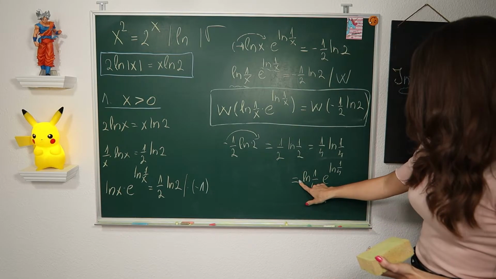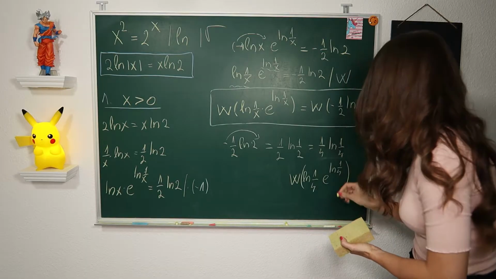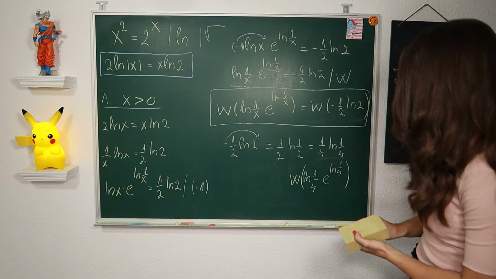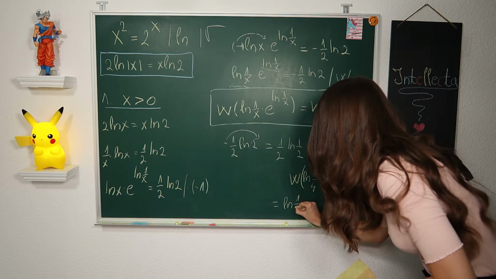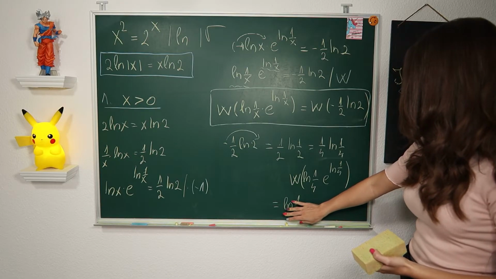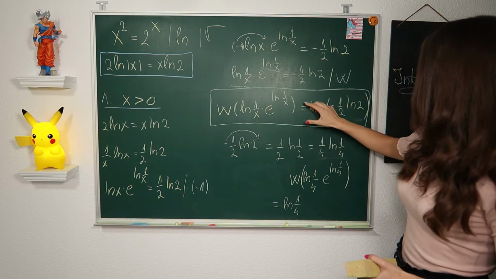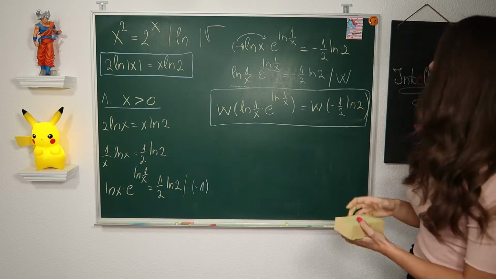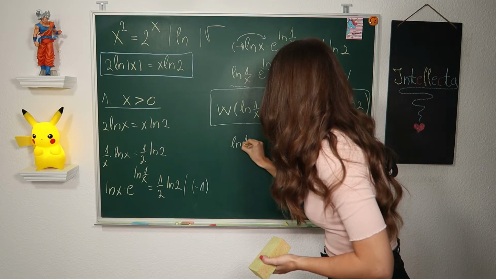And if you apply W to this here, what are you gonna get? So W to this here, remember this expression here is the same as this expression now here. What can you get? You will get W of this here is just ln of 1 over 4. Okay? So this is just ln of 1 over 4. That means this expression here we can rewrite as, so this here is equal to ln 1 over 4.